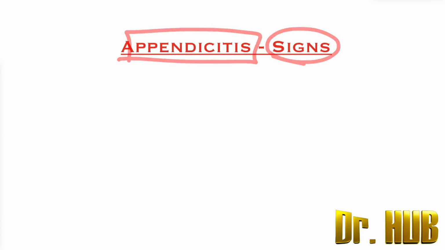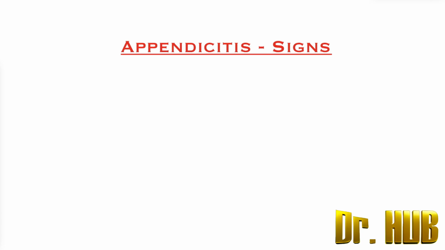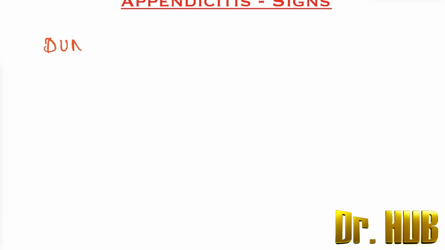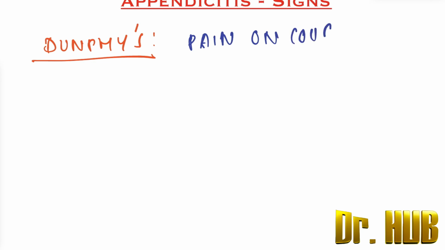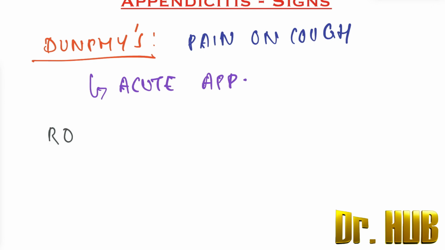Appendicitis and its signs. The main important signs: first we deal with the Dunphy sign. The Dunphy sign is nothing but a pain on coughing. So in this sign there is a pain on cough, and this will be seen in acute appendicitis. Then we move on to the Rovsing sign. Next is the Rovsing sign.